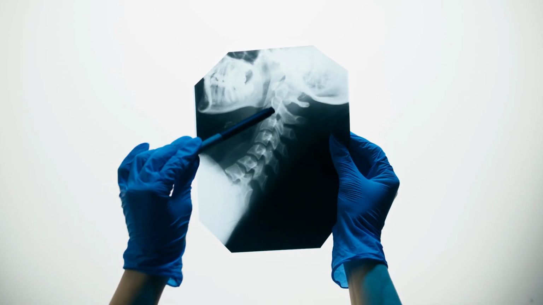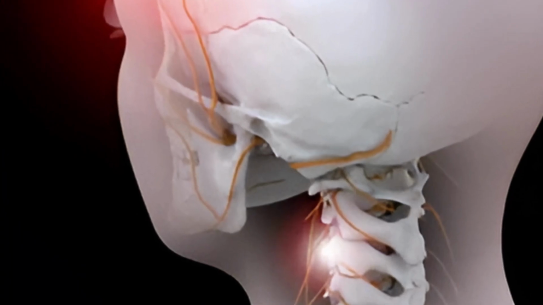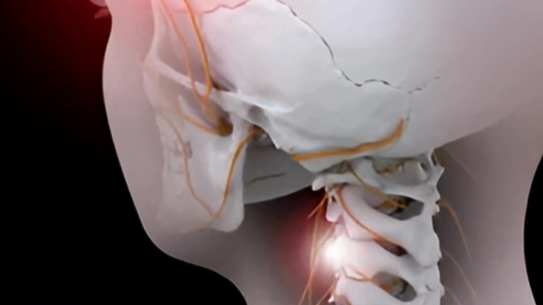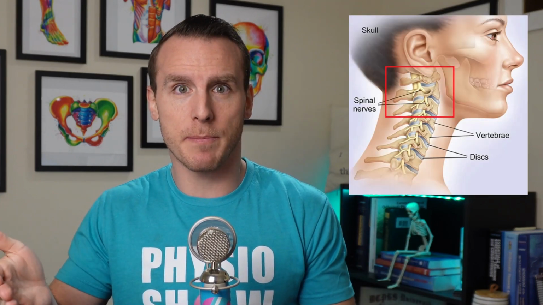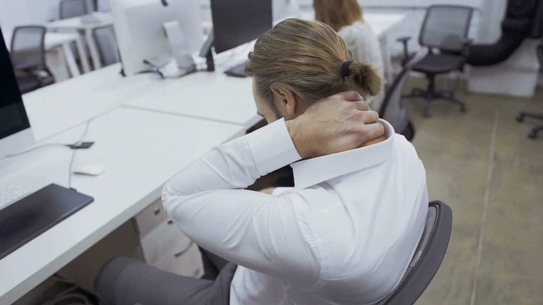Cervicogenic headaches are a bit different from other types of headaches because their root cause is in the neck joints, not the muscles. These headaches are typically linked to irritation in the upper cervical spine, especially around the C1 to C3 levels. When these joints become stiff, misaligned, or degenerated, they can cause irritation in the surrounding tissues and nerves.